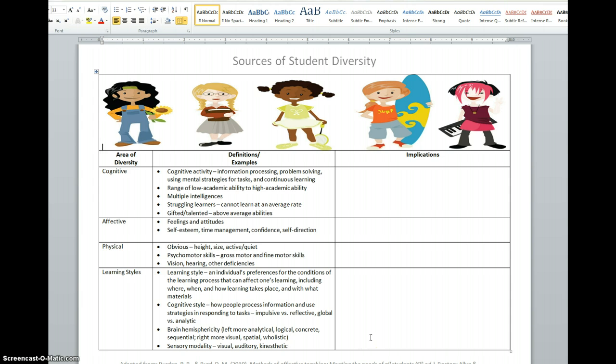Obviously, it's very important that we're including a lot of variety, a lot of instructional techniques, and specifically related to these sensory modalities. We should try in every lesson that we teach to do something visual, auditory, and kinesthetic, to include as many types of learners as possible.